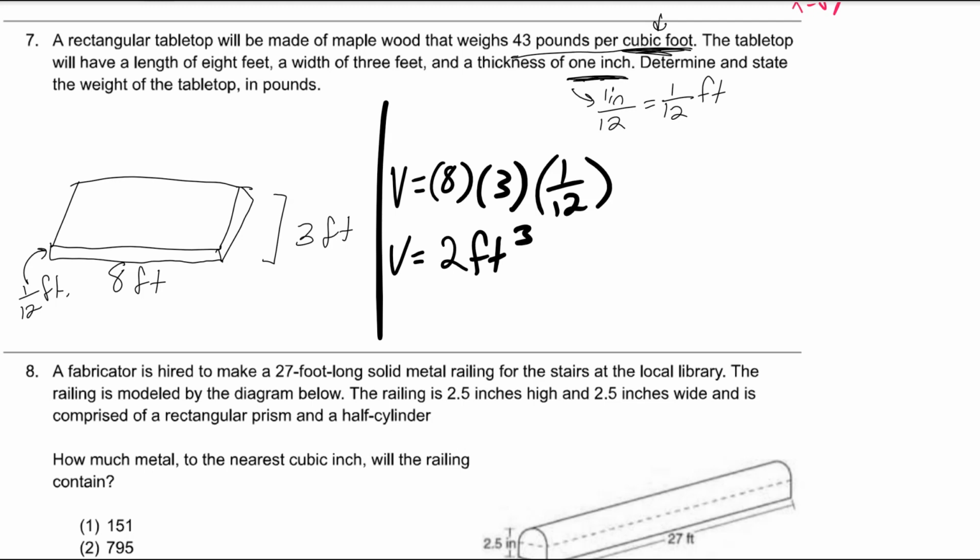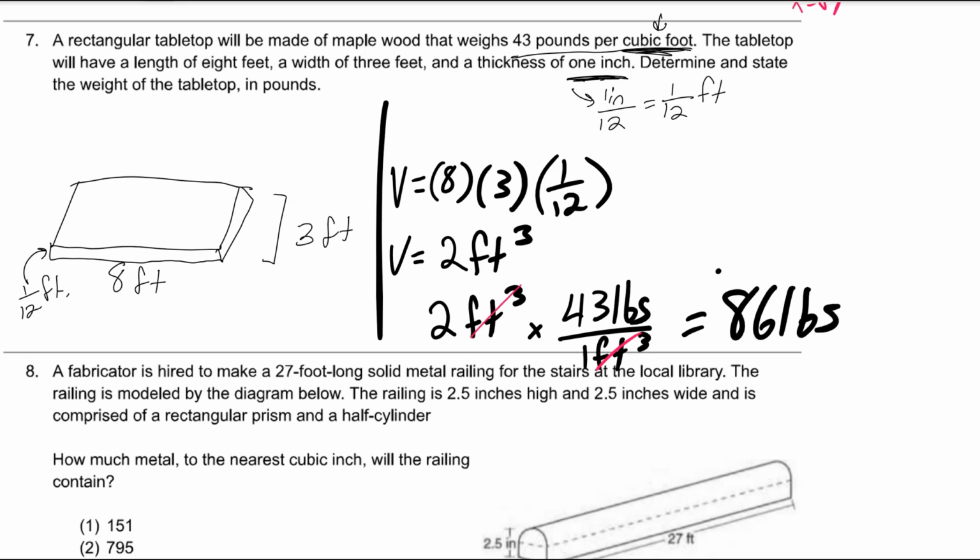So that's my volume, but I'm told that the weight is 43 pounds per cubic foot. So for every cubic foot, I've got 43 pounds of weight. So if I multiply those, my units cancel there, and I'm just left with 86 pounds as the weight of the table. So I took the volume and multiplied it by the density there.